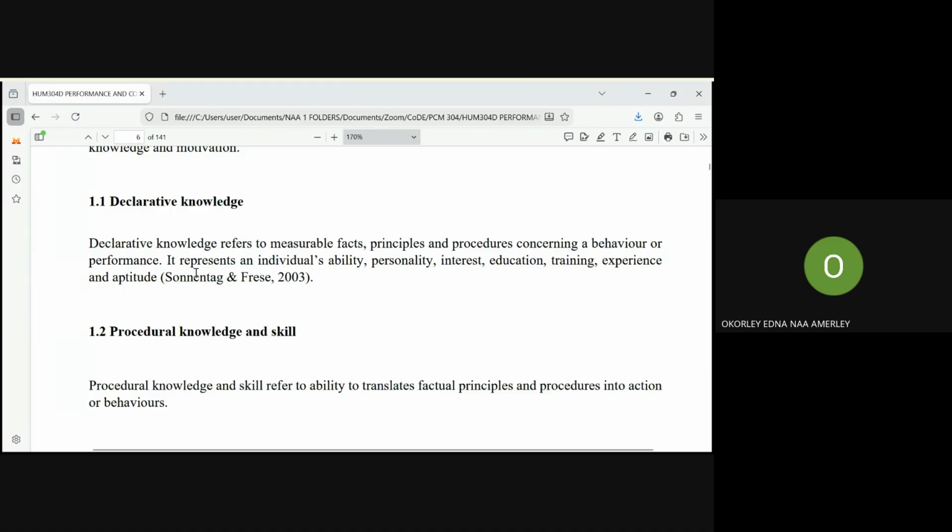So we want to look at the next one, which is the procedural knowledge and skill. Procedural knowledge and skill refers to the ability to translate the factual principle and procedure into action or behavior. So you have a bicycle. Everybody knows you have a bicycle, and that bicycle is in your garage. You declare that I have a bicycle. That is a fact. It is a declarative knowledge that you have a bicycle.